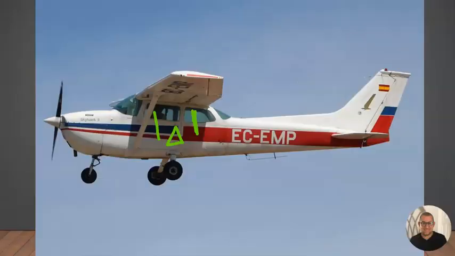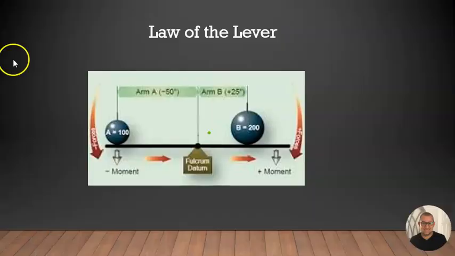So there's something called the law of the lever. Let me give you some terminology when it comes to weight and balance. We already know the fulcrum right here. If this seesaw, this lever, is balanced, we're going to say the fulcrum is the CG.